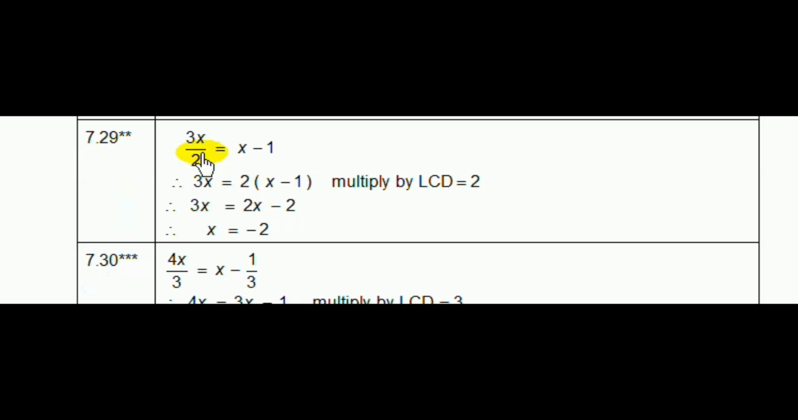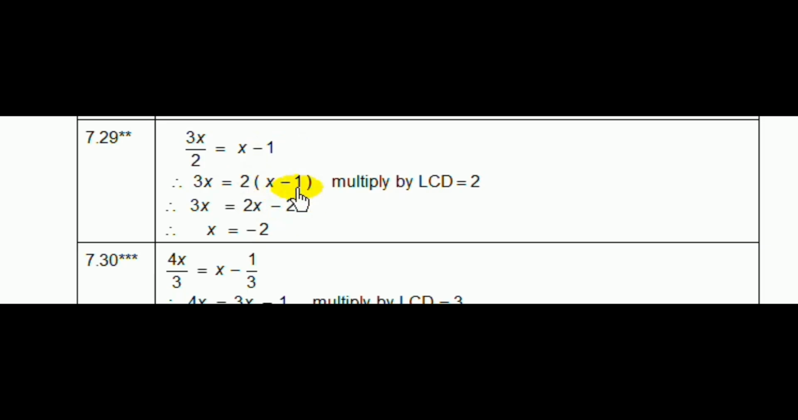729, 3 terms. LCD is 2. Get rid of the fraction. You have to simplify first. Get rid of the fraction, so that one multiplied by 2 is that 3x then, and both of them have to be multiplied with 2, so you can actually give that answer in that one's place. So that 1 times 2 is 2x, and the minus 1 times 2 will give you that 2.